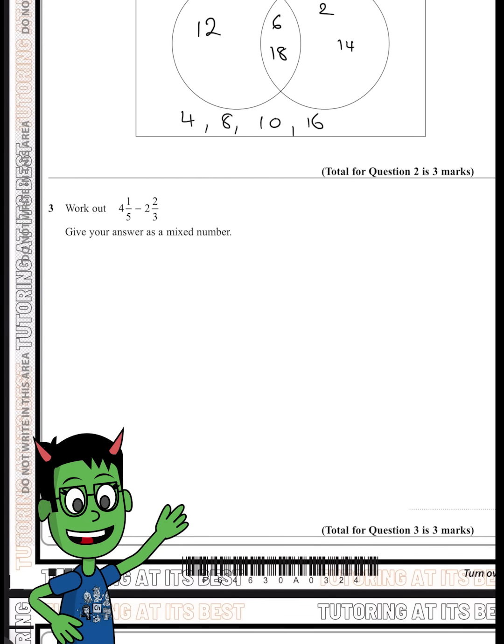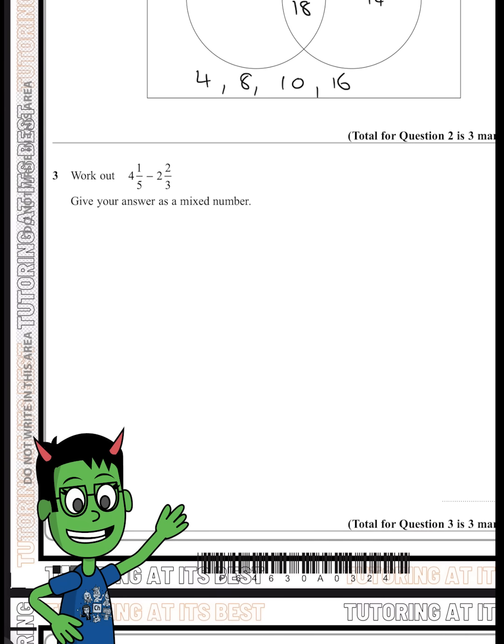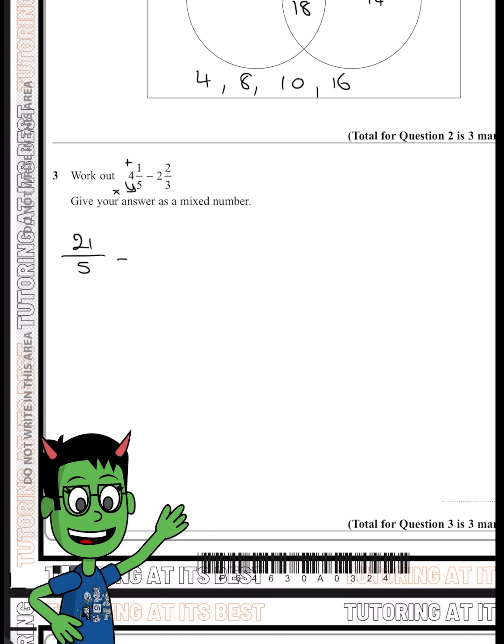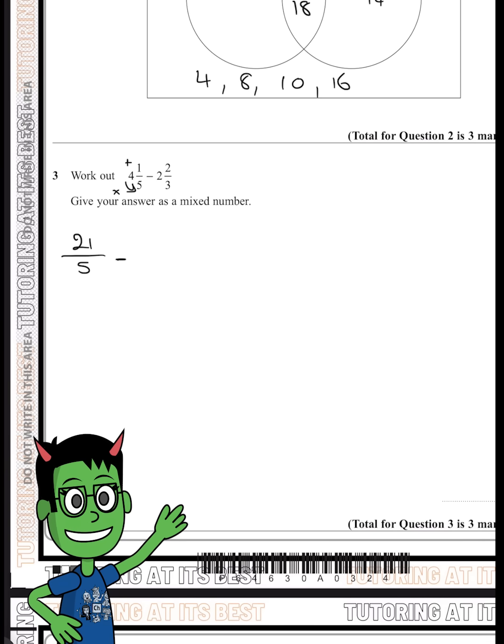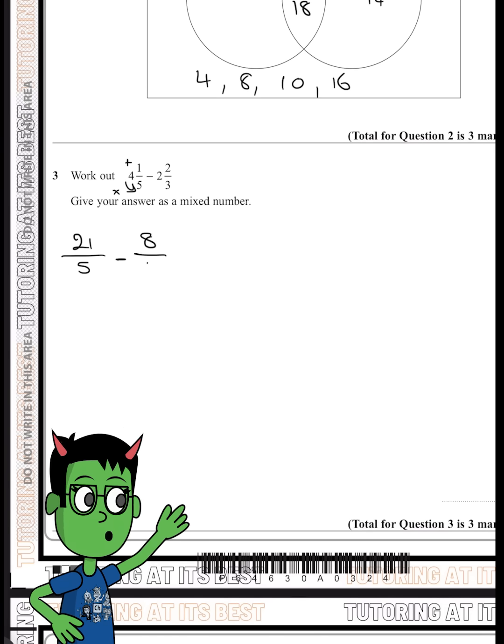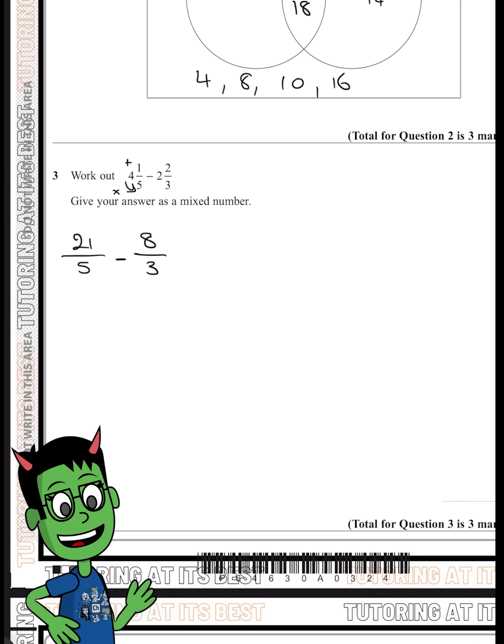Okay, question 3. So we've got mixed fractions, and we need to calculate this. So step 1, we're going to convert this into improper fractions. How do we do that? Well, we multiply a whole number by the denominator and then add our numerator. So 4 times 5 is 20, plus 1 is 21 over 5, minus 2 times 3 is 6, plus 2 is 8 over 3. Now we've gone ahead and done that.